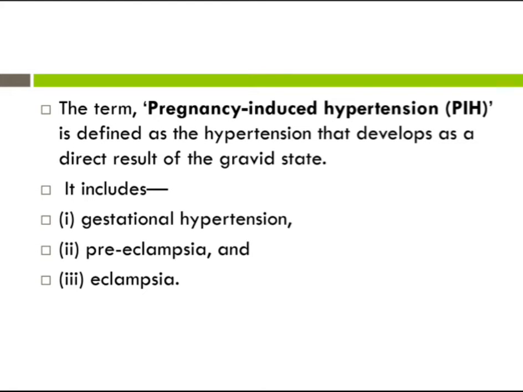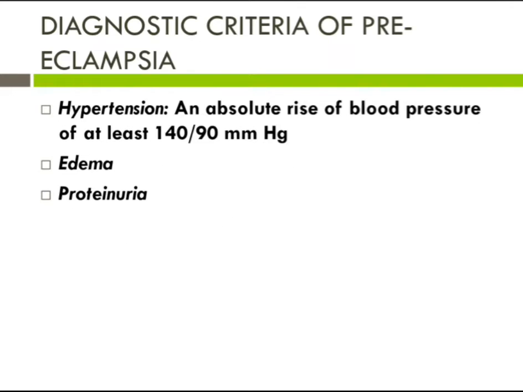The term pregnancy-induced hypertension is defined as hypertension that develops as a direct result of the gravid state. It includes gestational hypertension, preeclampsia, and eclampsia. Our main focus of today's lecture will be preeclampsia. So what is the diagnostic criteria of preeclampsia? Hypertension, an absolute rise of blood pressure of at least 140 over 90 millimeters mercury, edema, proteinuria.